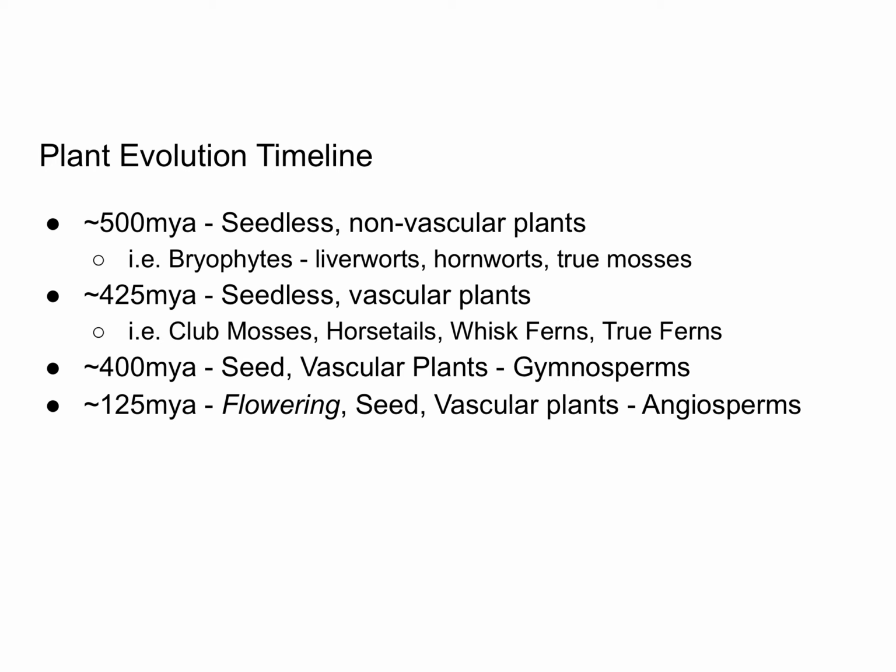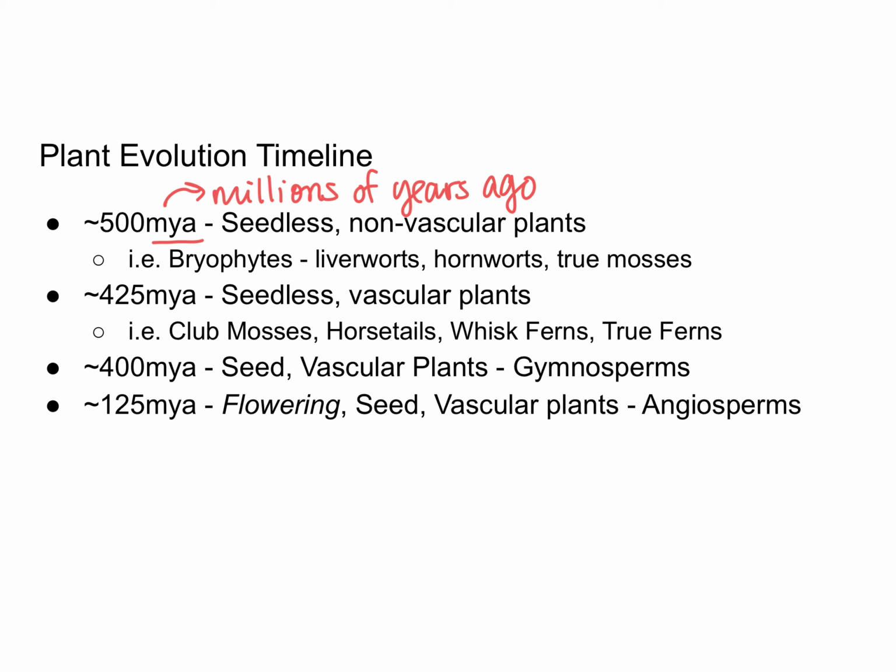So let's take a look at the evolution timeline of plants. So remember, we've already talked about seedless plants in a previous lesson, and the seedless non-vascular plants probably arose about 500 million years ago. So MYA, remember, stands for millions of years ago. And some examples that we talked about are the bryophytes, which included the liverworts, hornworts, and true mosses.